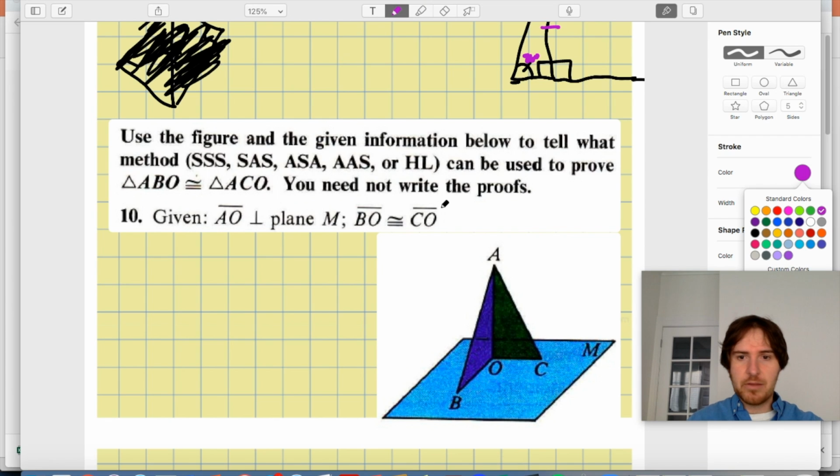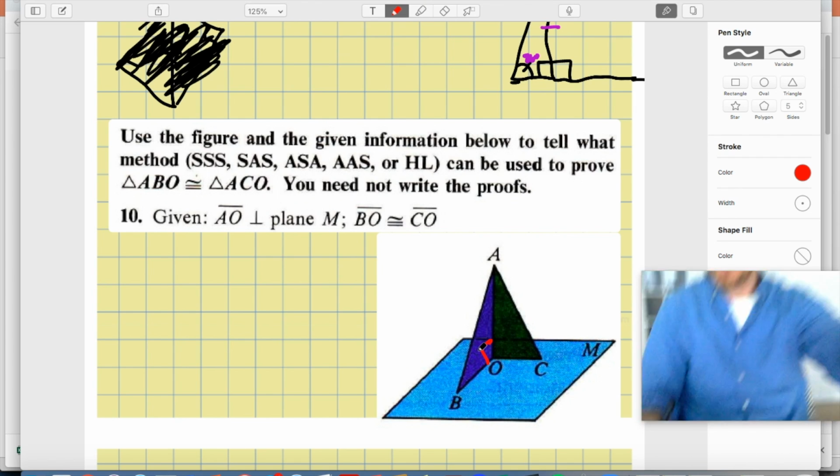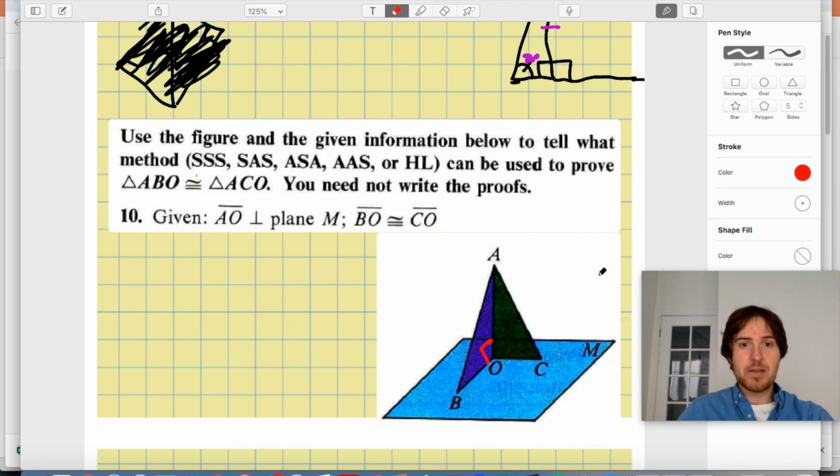Given AO is perpendicular to plane M. So if AO is perpendicular to plane M, then any line going through point O in plane M is going to be perpendicular to line AO. So I know that BO, because it's in plane M, is perpendicular to line AO. I draw this weird right angle thing. It looks weird because that triangle is going straight down into the table. I have a table right here that I work on. This triangle is going straight down to the table, so it's erected straight up here, okay? So AO is perpendicular to plane M.